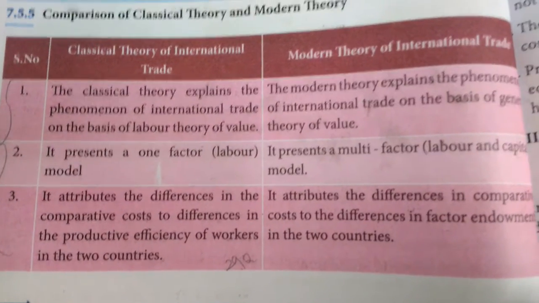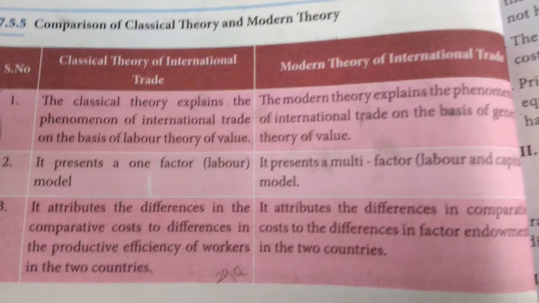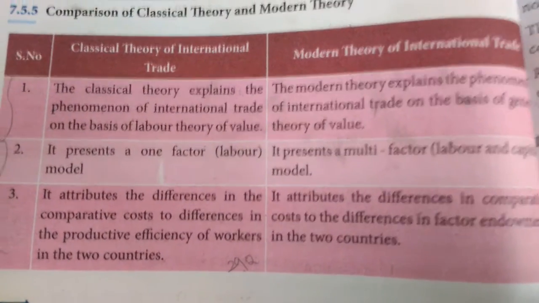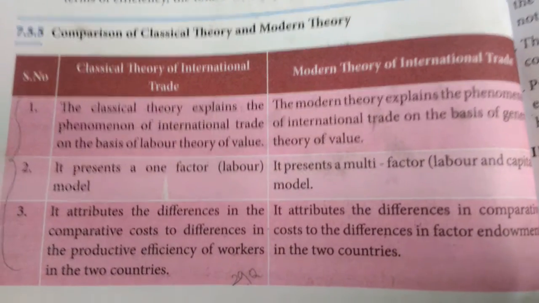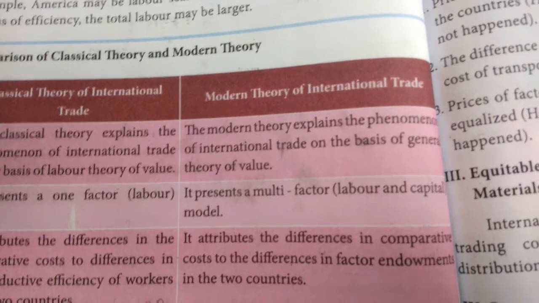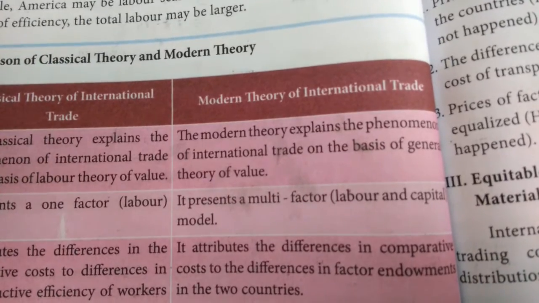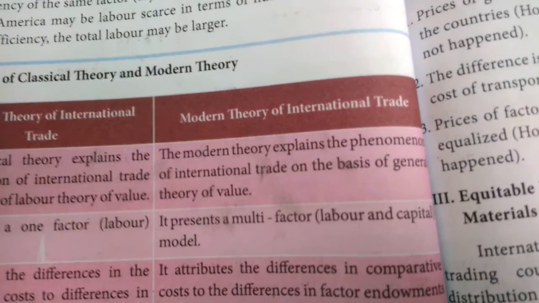Next, the classical theory presents a one factor model. One factor means labor: the productivity of labor, as we studied already. On the basis of the productivity of labor only, the classical theory was explained. Even the price per unit of labor only is taken into account in the classical theory. Next, the modern theory presents a multi-factor model. Multi-factor means not more than two factors, the two factors only: labor and capital. The two factors may also have differences in their productivity.